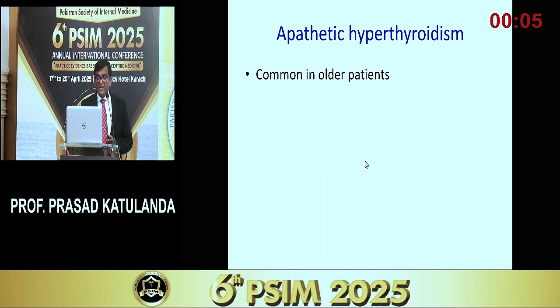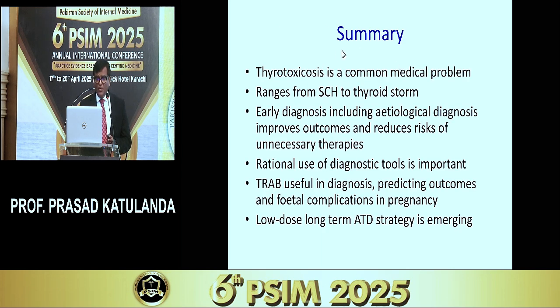So this is called apathetic hyperthyroidism we see in older patients. So we need to understand that older people can present not with the common picture of hyperthyroidism, but with the picture of hypo. So ladies and gentlemen, in summary, thyrotoxicosis is a common medical problem, ranges from subclinical to thyroid storm. Early diagnosis is very important to improve outcomes, and the rational use of diagnostic tools and therapeutic modalities will improve patient outcomes, and low dose long-term ATD strategies are emerging.